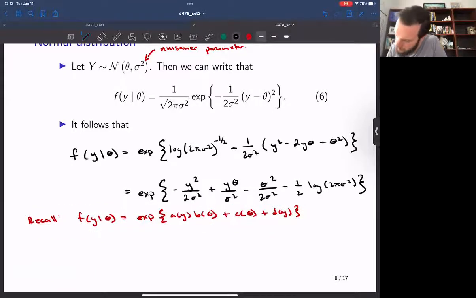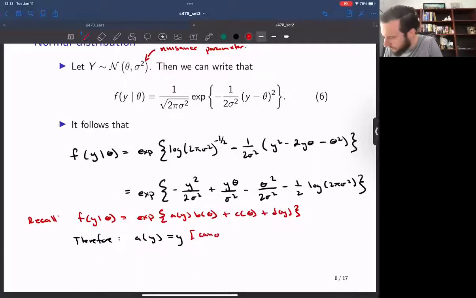Okay, so therefore, we can show a of y is equal to y, right? So that's canonical form. We can show b of theta is equal to theta over sigma squared. Okay.